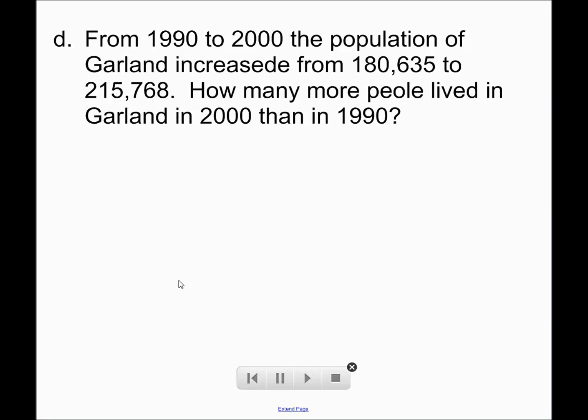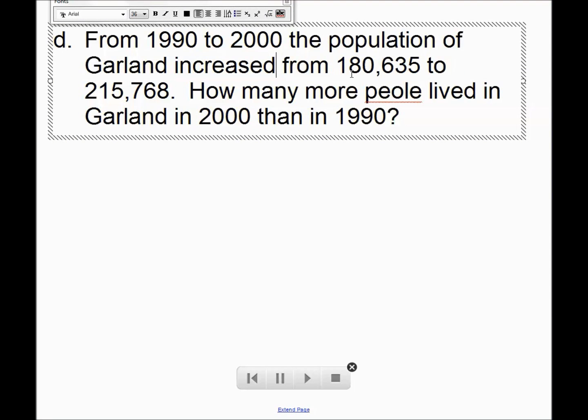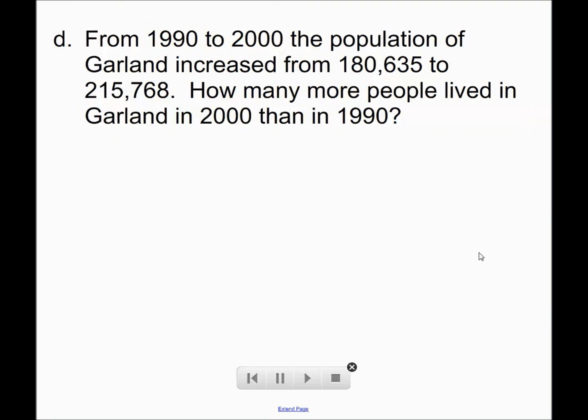From 1990 to 2000, the population of Garland increased from 180,635 to 215,768. How many more people lived in Garland in 2000 than in 1990? Yes, I'm noticing my typos. Boom, done. So let's write an equation to model this situation.